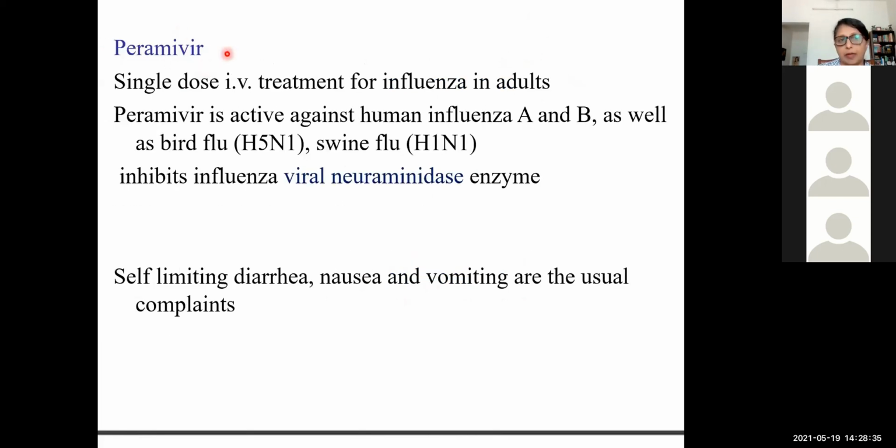Now the third drug is peramivir. Here it is a single dose IV treatment for influenza. Like the others, it is effective against A, B, as well as bird flu, H5N1, and swine flu, H1N1. Same mechanism: it will inhibit the viral neuraminidase enzyme. So three drugs, oseltamivir, zanamivir, and peramivir, are all inhibitors of the neuraminidase enzyme, effective against influenza A, B, H5N1, and H1N1. The side effects are only some diarrhea, nausea, vomiting, etc. These are all the usual complaints.